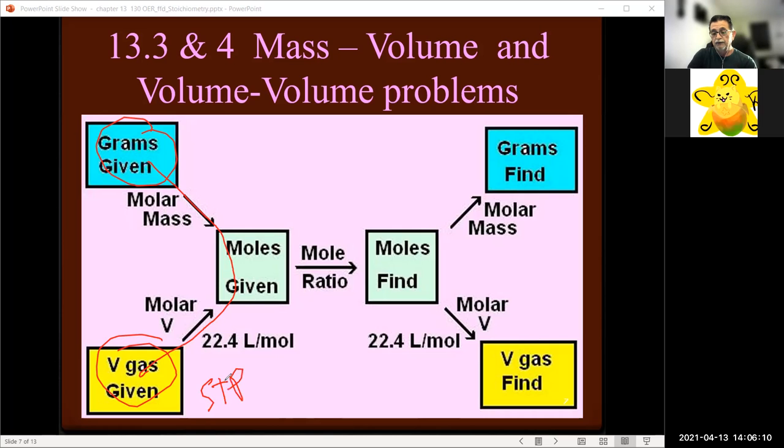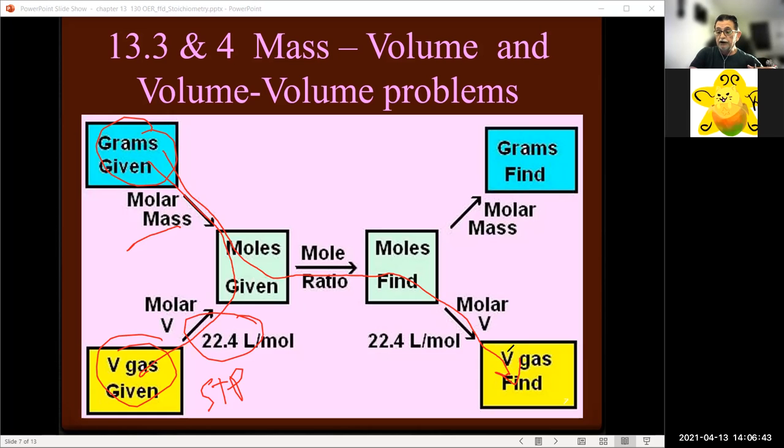And then here I need the molar mass, which gives me the moles given, then being at STP, 22.4 liters per mole, I have the gas. Or I can go from grams given, shoot across diagonally, and get my way all the way down to find the volume of a gas in this reaction. I could have a reaction that at STP produces, say, hydrogen gas. I can calculate that.